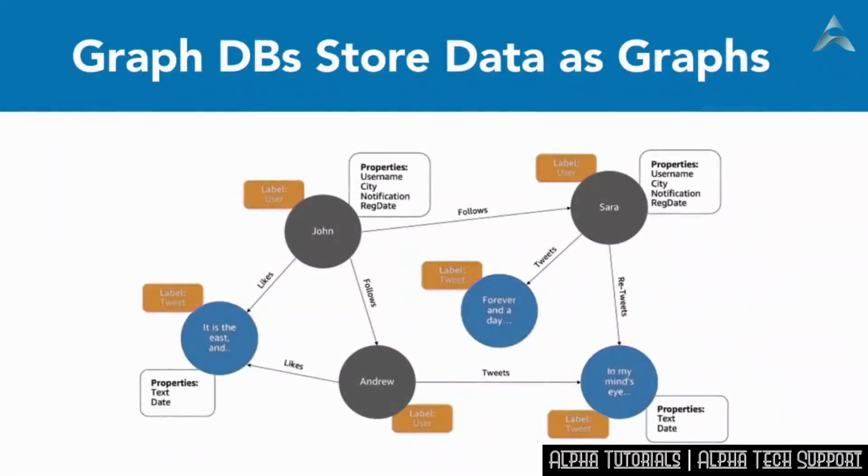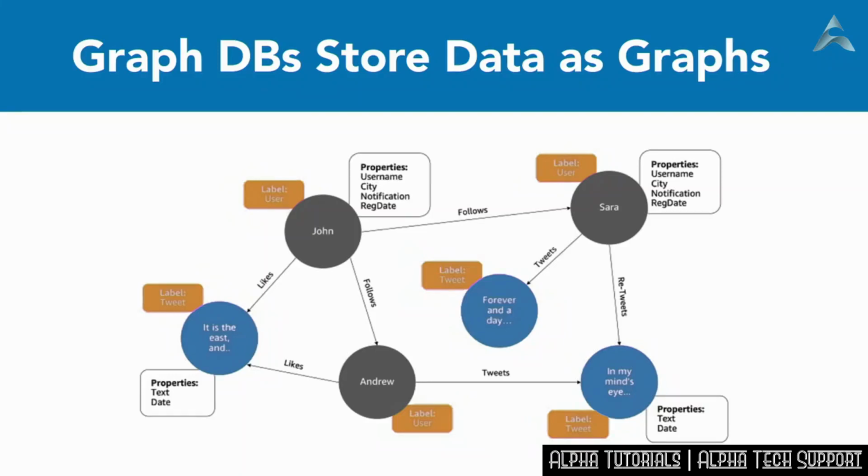So what does this data representation look like? This is from vendor documentation for graph databases. You can see it's the entities. So John, Andrew, Sarah, for example. And they can have metadata such as labels, users in this case. They can have properties such as John has a username, a city, notifications, and a registration date.